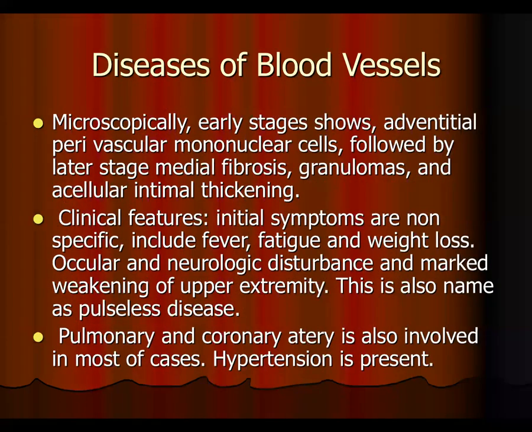For larger size, there are giant cell arteritis and Takayasu arteritis. For medium size, there are polyarteritis nodosa, Kawasaki disease, and microscopic polyangiitis. And for smaller size, Wegener granulomatosis, Churg-Strauss syndrome, and thromboangiitis obliterans. So today's topic is all about vasculitis, inflammation of the vessels, and sometimes the changes can also occur within the vessel wall.